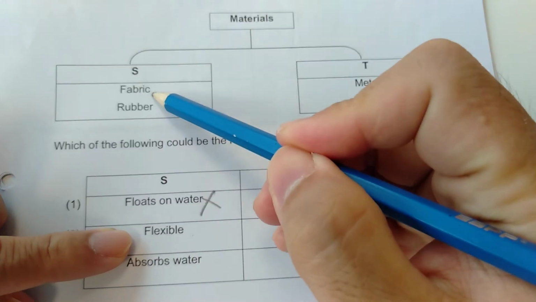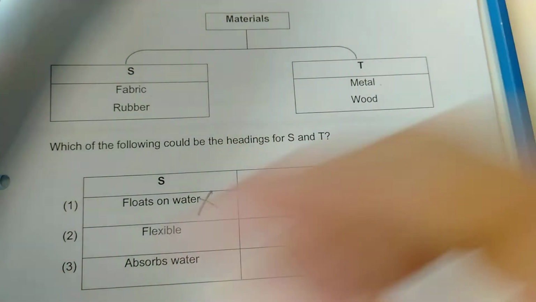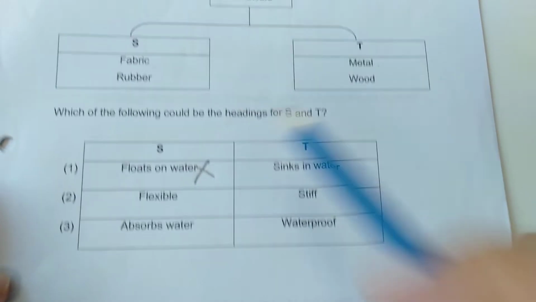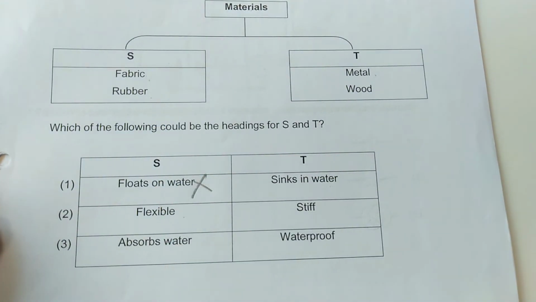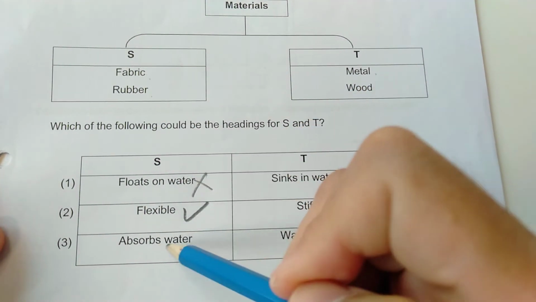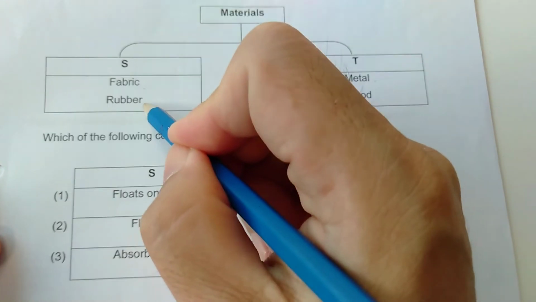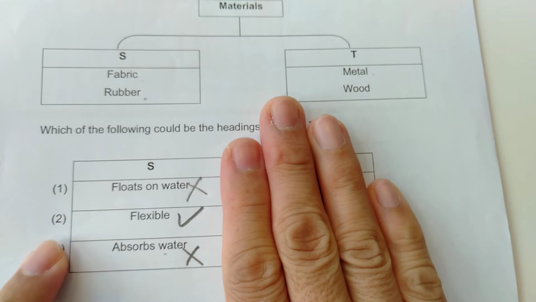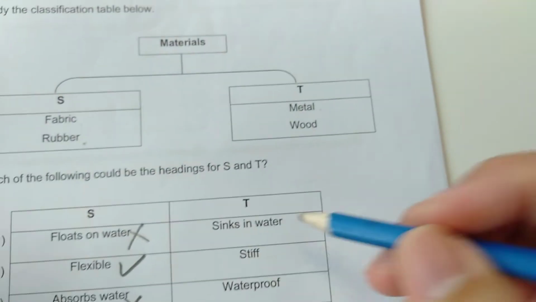Flexible. Yes, I can bend fabric. Fabric is like your cloth. No? This is like fabric, right? Fabric material. So rubber, yeah, I can bend rubber. So this is possible. How about absorbs water? Rubber is waterproof. Does it absorb water? So just looking at this side, I can get the answer. It's number 2. But just to be doubly sure, let's check this side.